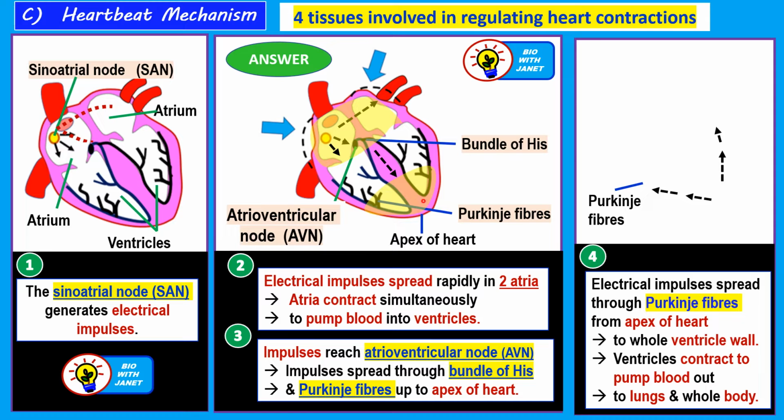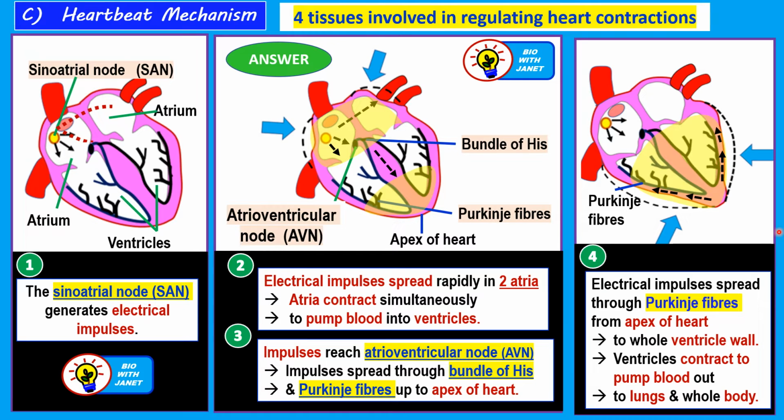The impulses will flow upwards via the Purkinje fibres. And lastly, electrical impulses spread through the Purkinje fibres from the apex of the heart to the whole ventricle wall, that means the left and right ventricles. The ventricles will both contract simultaneously, that means contract together, to pump blood out of the heart through the pulmonary artery and the aorta, out to the lungs and the whole body.